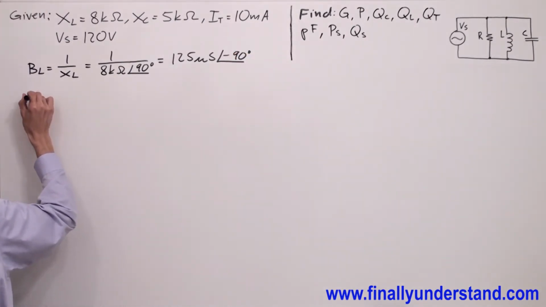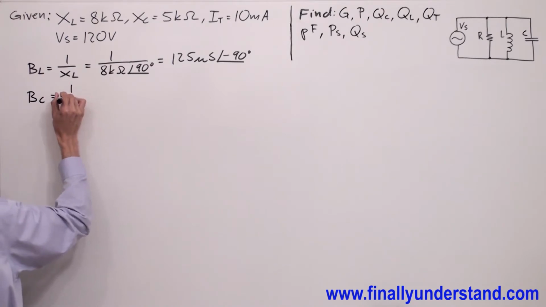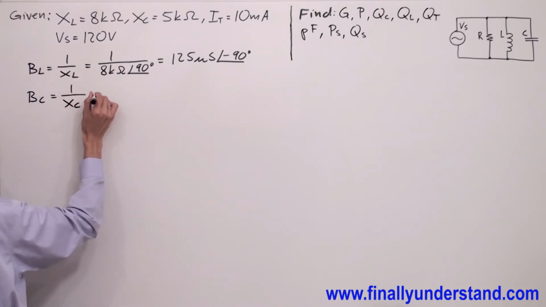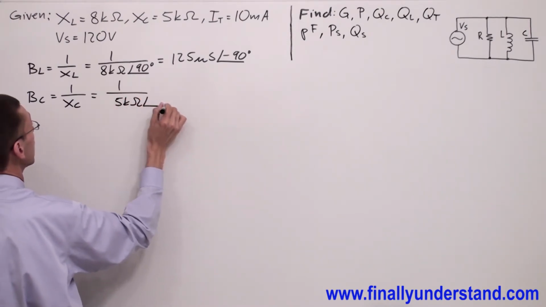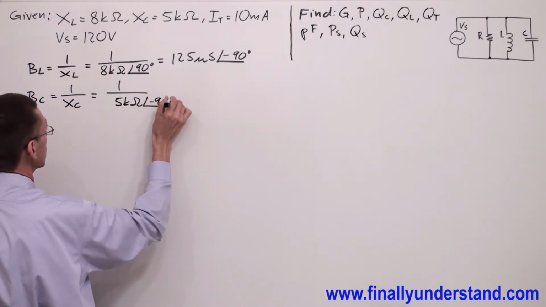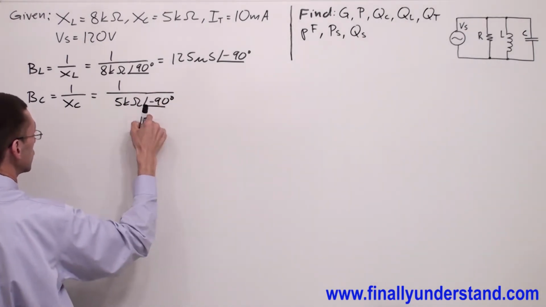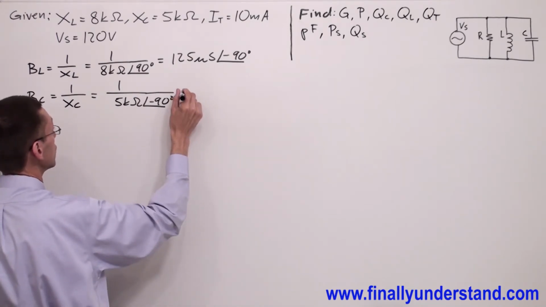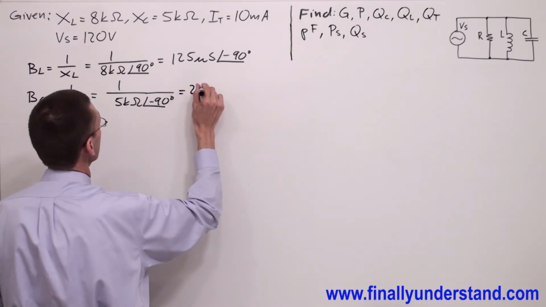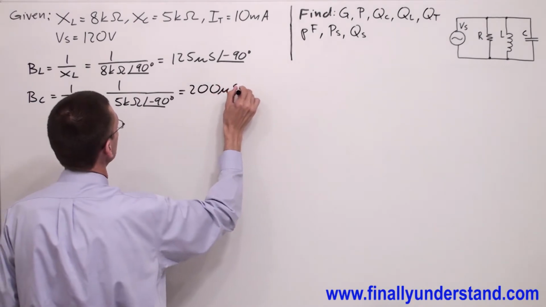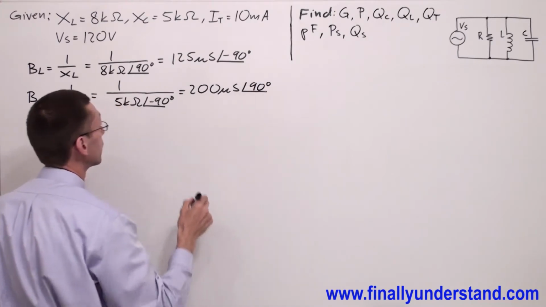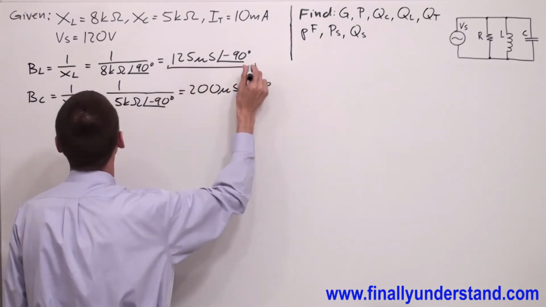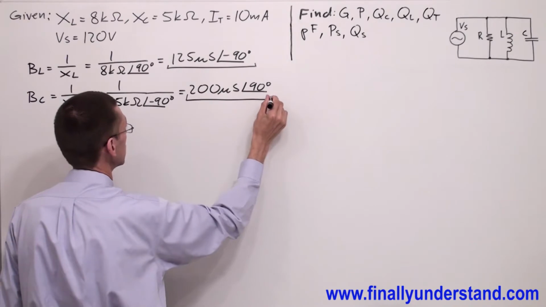Next, I'm supposed to find BC. BC is equal to 1 over XC, which is equal to 1 divided by 5 kilo ohms and an angle of negative 90 degrees. XC has to always be with an angle of negative 90 degrees. This is equal to 200 microsiemens and an angle of 90 degrees. Okay, so this is my inductive susceptance, this is my capacitive susceptance.